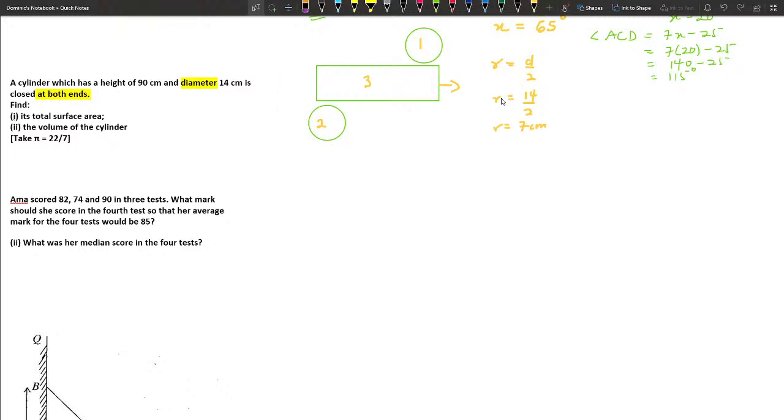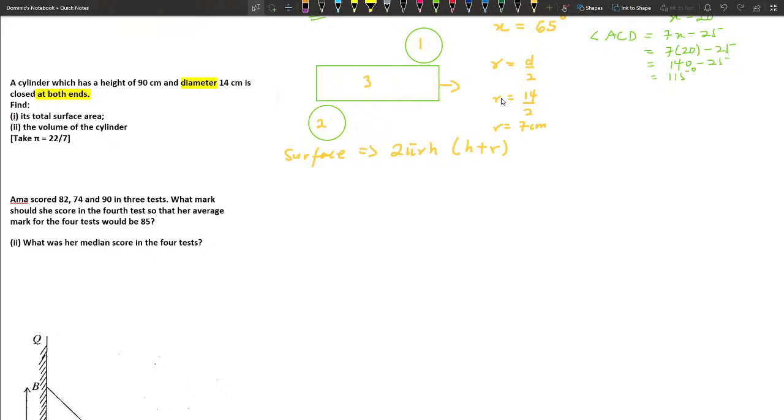So once we've established that our radius is 7 centimeters, we need to find the total surface area. Now you can do two things. I can decide to explain the whole process to you, and I can decide to also write the formula down for you. To use the formula, it is just 2 pi r h into brackets h plus r.